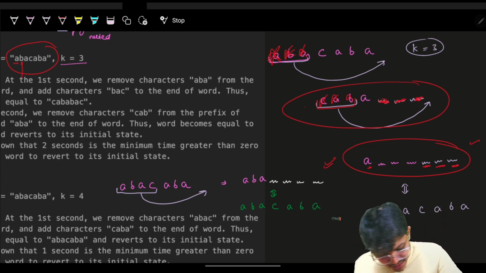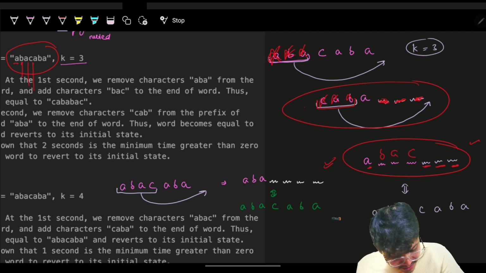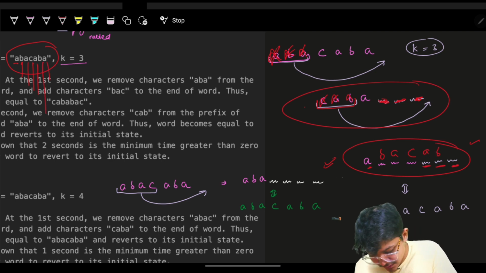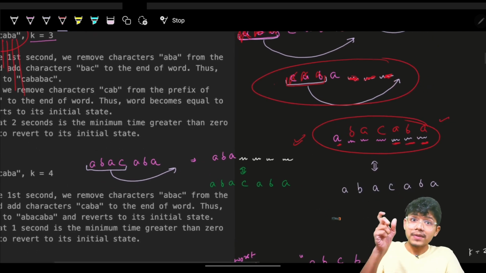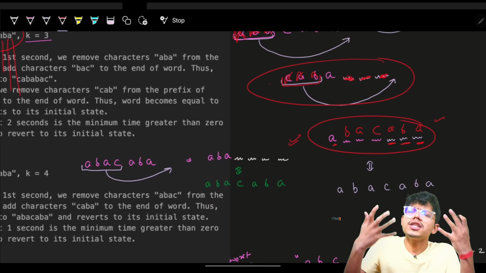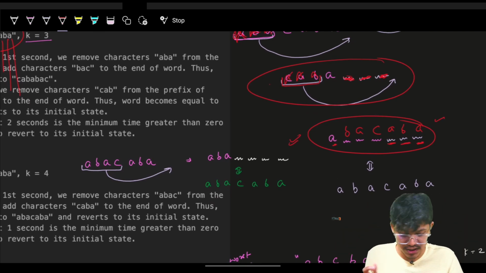If it is a B here, I'll place a B here. If it is a A here, I'll place a A here. If it's a C here, I'll place a C here. So that's how. Blank means I can put any character, so I'll for sure match.